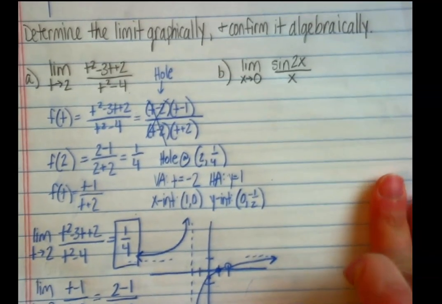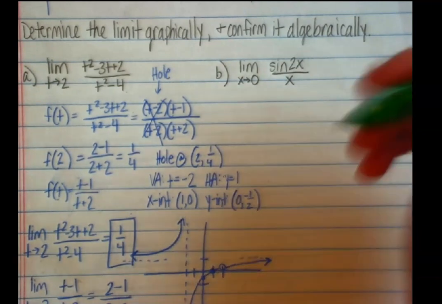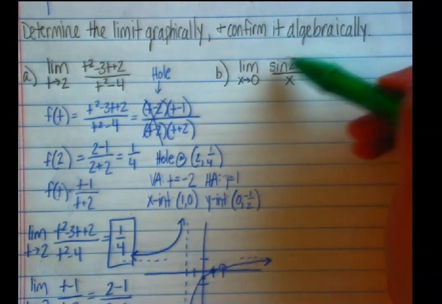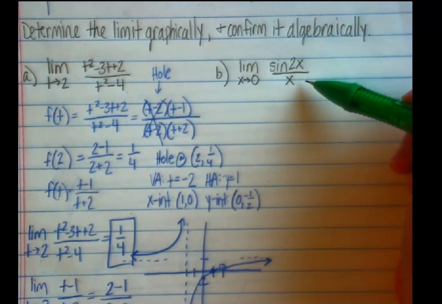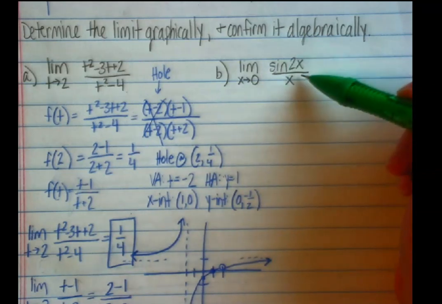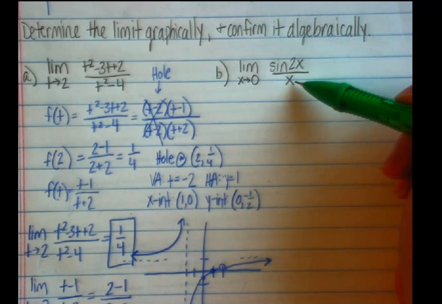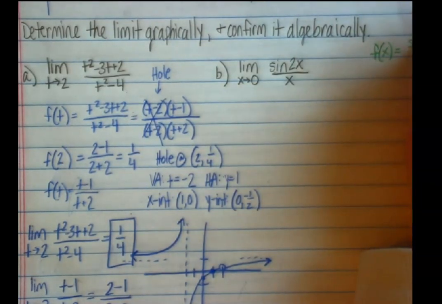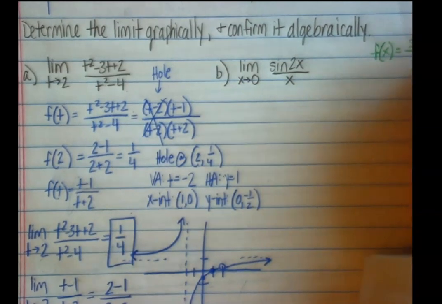Alright, if we did the same kind of thing with letter B, the limit as x approaches 0 of sine of 2x divided by x. Now, if you look at this on its own, you should say, I have no idea how to graph that. And that's fair. You don't. But anytime you see trig functions, especially written like fractions here, you should think of the earlier function that we talked about that's going to show up a lot. And that function is f of x equals sine of x divided by x.